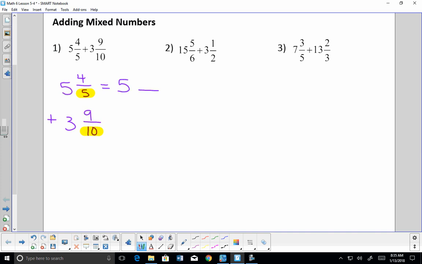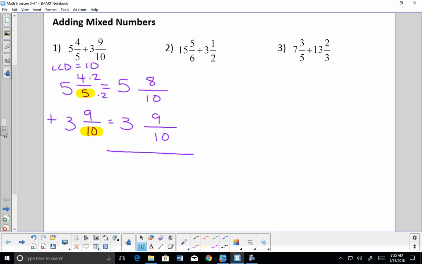I know my common denominator here is 10. My least common denominator is 10 because 5 divides into 10 evenly. So since my smaller number will divide evenly into my largest number, that becomes my common denominator. So I don't need to change 3 9/10. I need to multiply 5 times 2 to get 10, so 4 times 2 is 8. So I now have 5 8/10 plus 3 9/10.